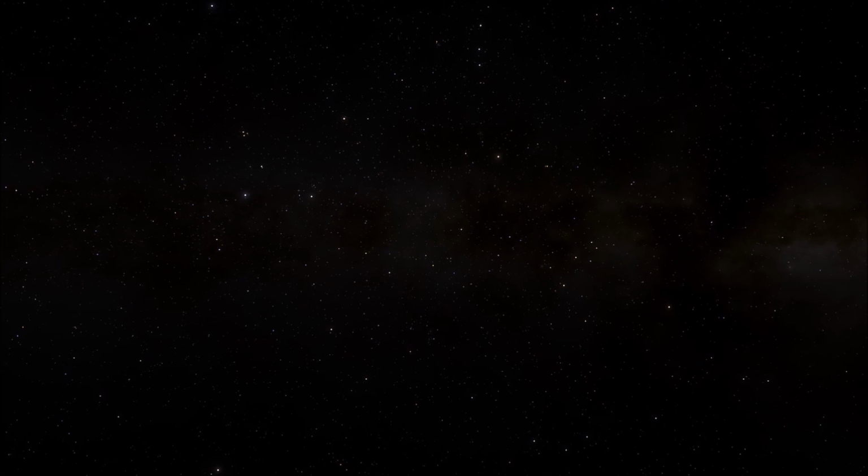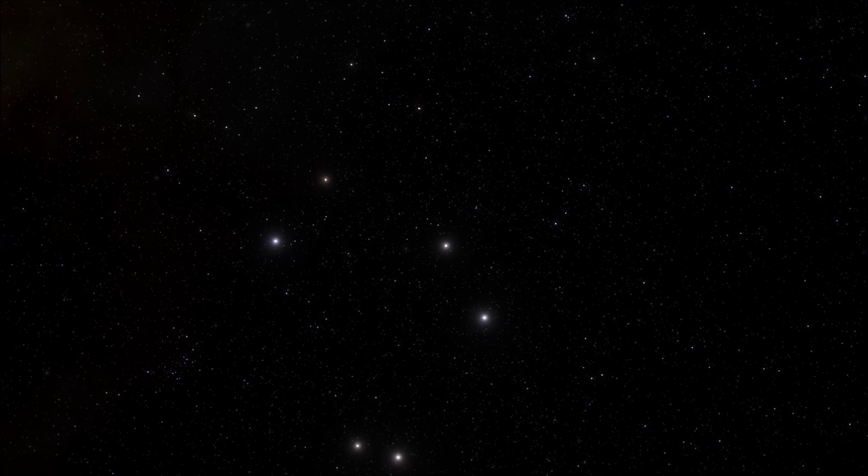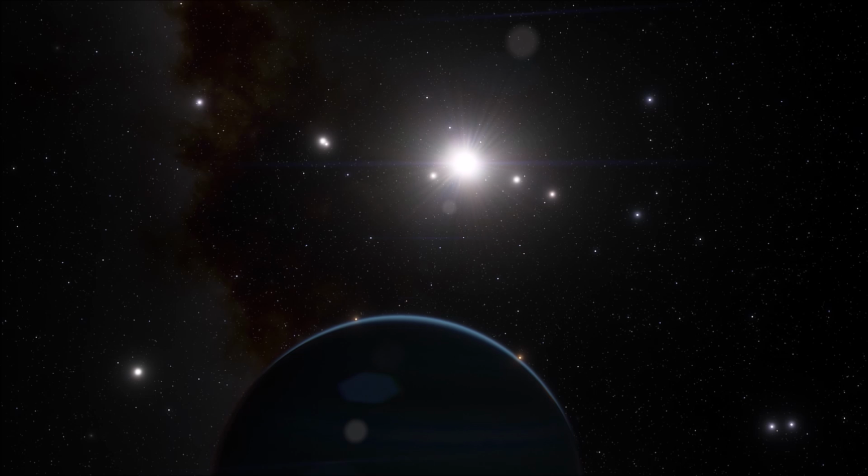It took hundreds of millions of years for the solar system to migrate out of its birth cluster, long after the planets had taken shape.